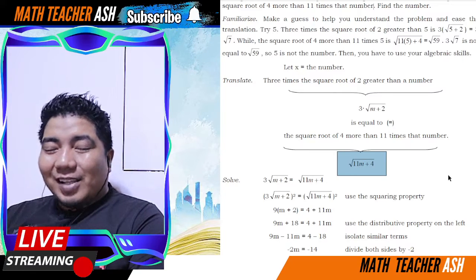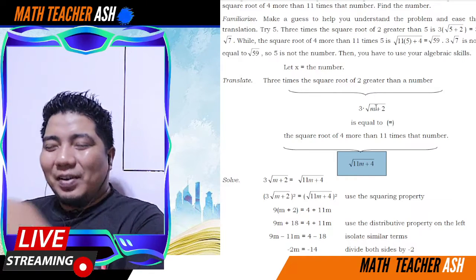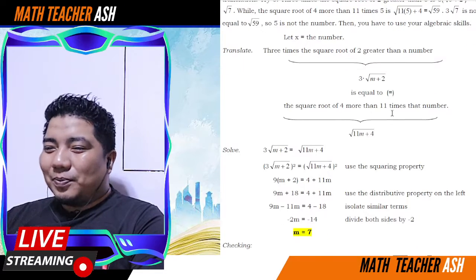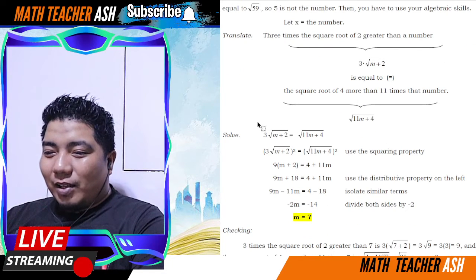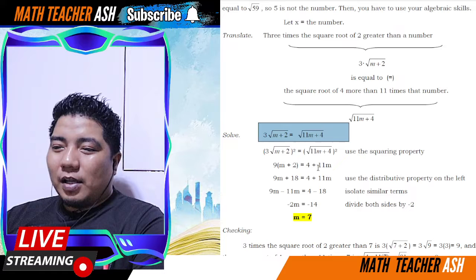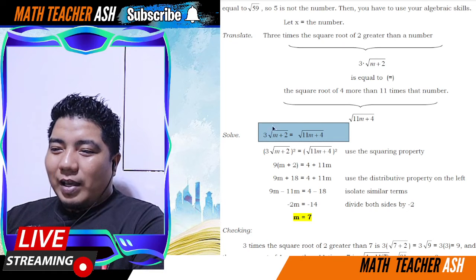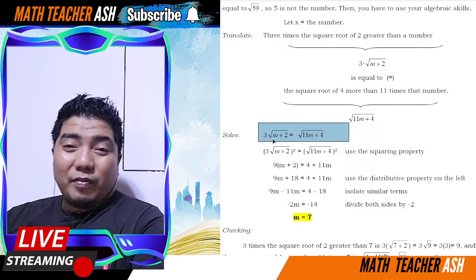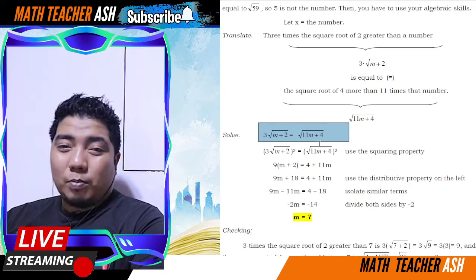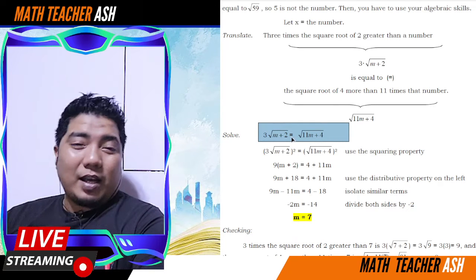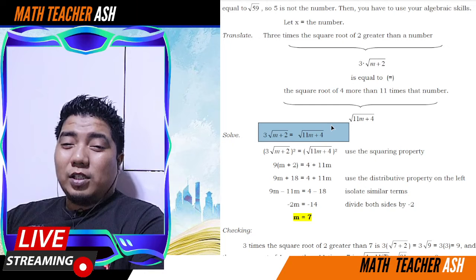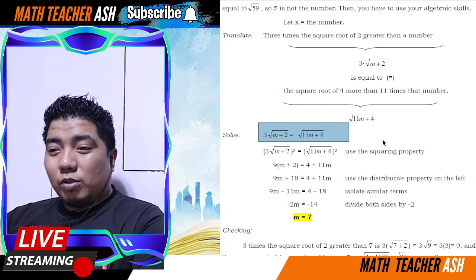Let's just continue. Let's consider na m yung naging variable niya. So, i-equal na natin ngayon sila. Now, as you can see, my dear math learner, we cannot transpose them or we cannot divide this 3 to each side of the equation para makancel. Bakit? Kasi walang mangyayari, ganun pa rin. So, what we need to do is just to square both sides of the equation.